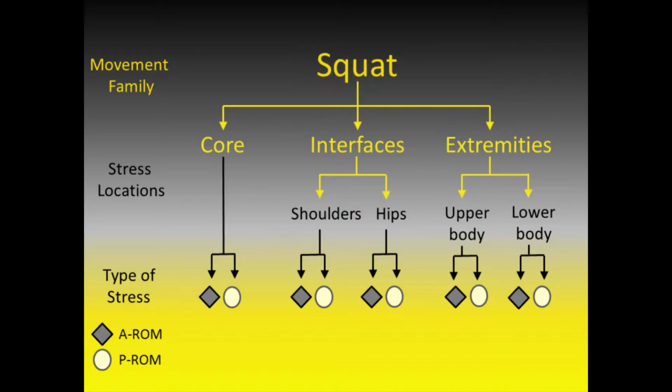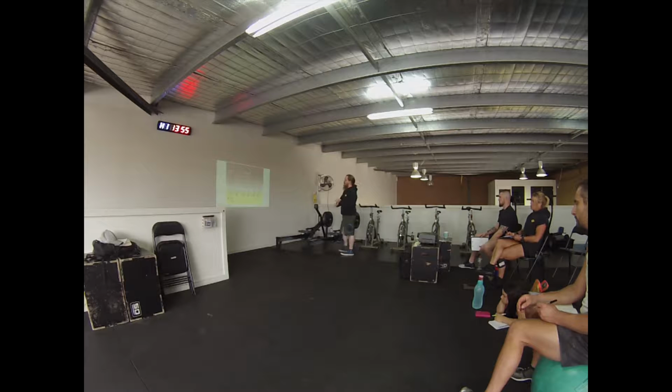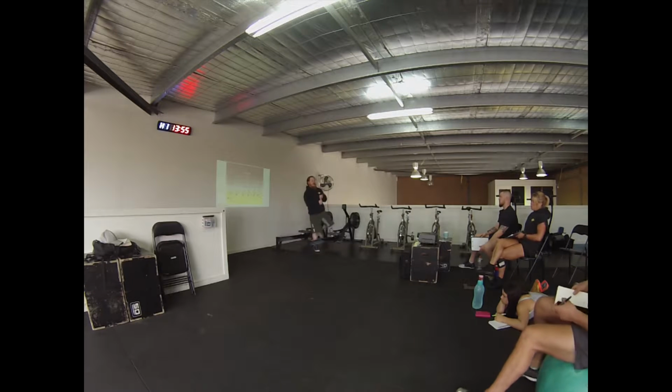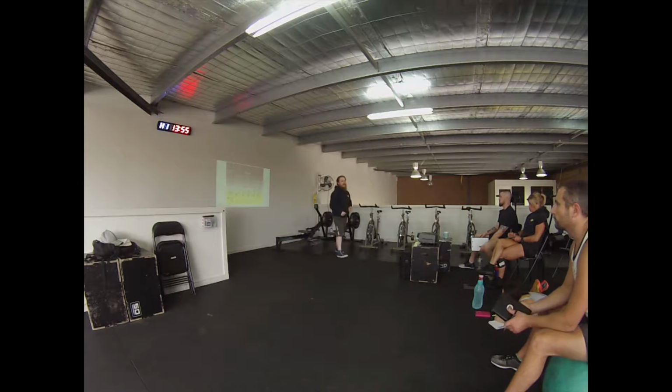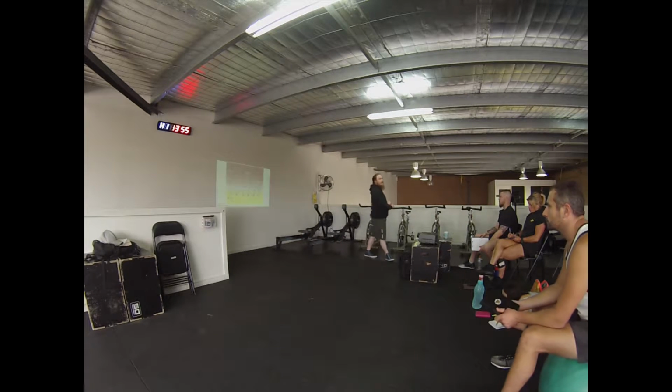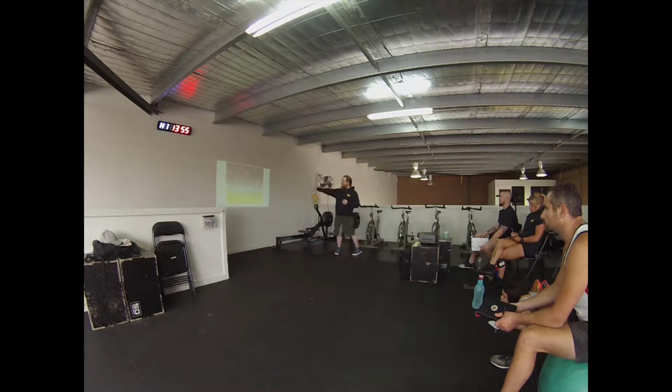When we put all of that together, this is the system that we get. You have a movement. That movement can be broken down into 3 locations. Okay, the core, the interfaces, the extremities, and they can be broken down further. So the movement can be defined by the types of stress we apply, where we apply them. Right? If I want to progress or regress the movement, I adapt the type of stress that I'm applying.